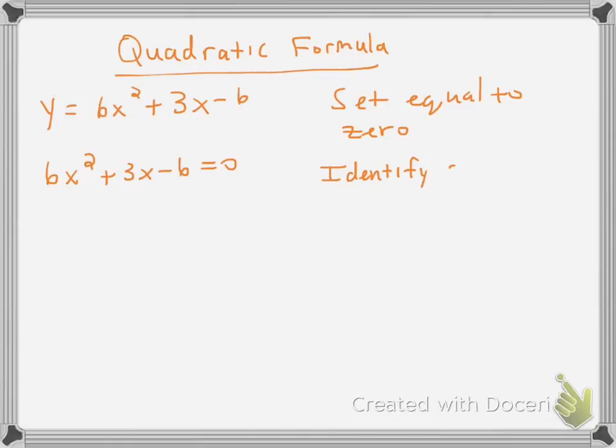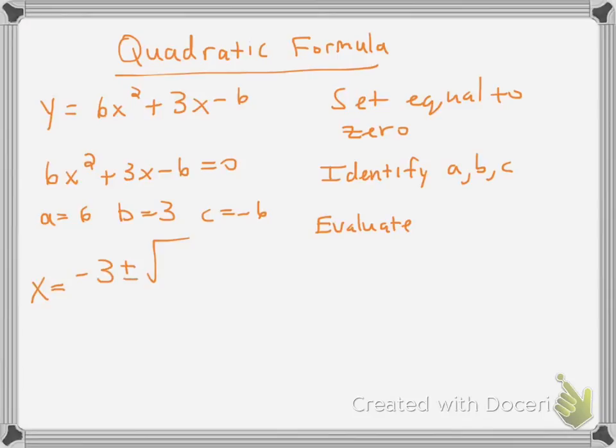Always, if you're going to use your quadratic formula, set it equal to 0, get your a, b, and c values, then start evaluating, and start doing some simplifying. So that's what we're going to work on next. So x is going to equal the opposite of b, plus or minus the square root of b squared minus 4 times a times c. Divide that all by 2 times your a value.